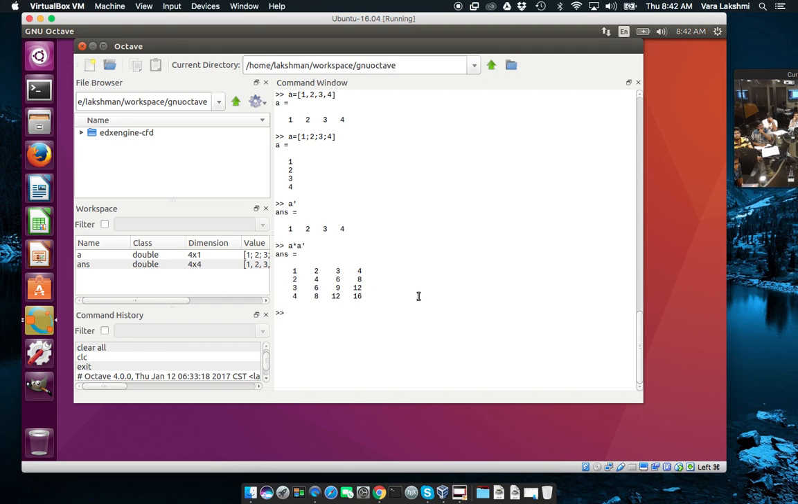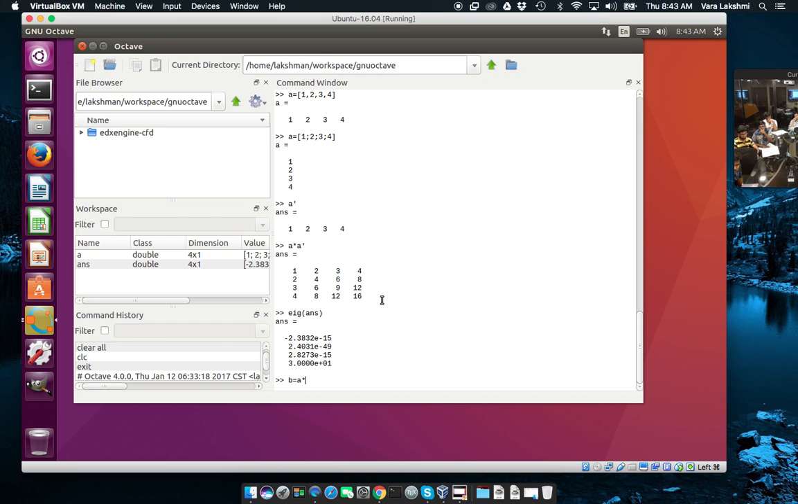If you want to find eigenvalues of this one, we can simply write eig of ans. I haven't saved the result of A transpose in any variable; it is automatically saved in a temporary variable called ans. It is good practice to store this in a different variable, but I will just show you this usage. Eig of ans will give you eigenvectors basically. Okay, let's do this again.